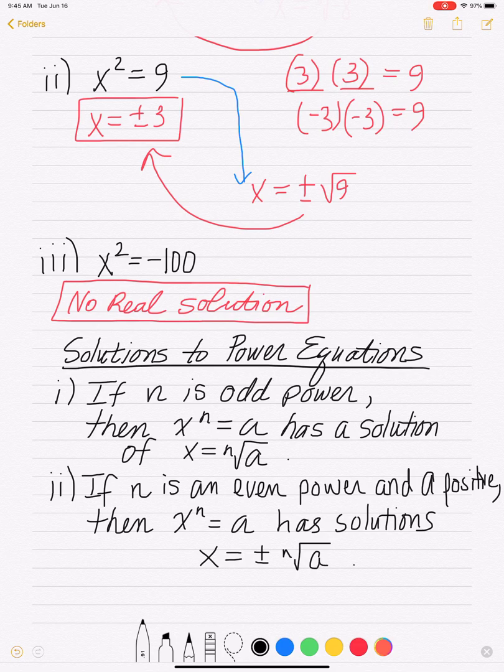So that was like in our second situation, where we had x squared equals 9, right? We had an even power, and on the right-hand side we had a positive number. So to solve that, basically we dropped the square on the left-hand side, the square above the x, and we did plus minus the square root of the right-hand side, square root of 9 being 3. So plus minus square root of 9 is plus minus 3. So two solutions. And then there's a third case.